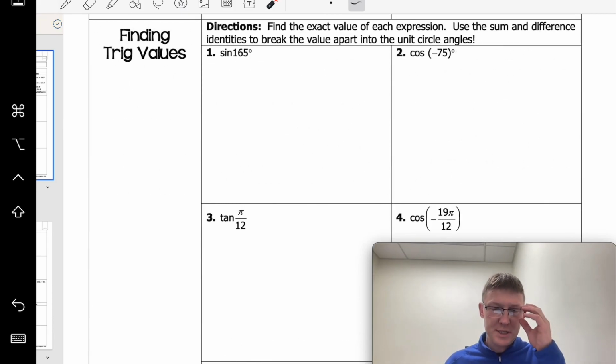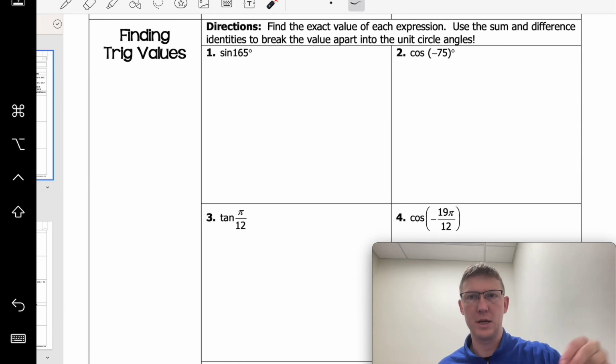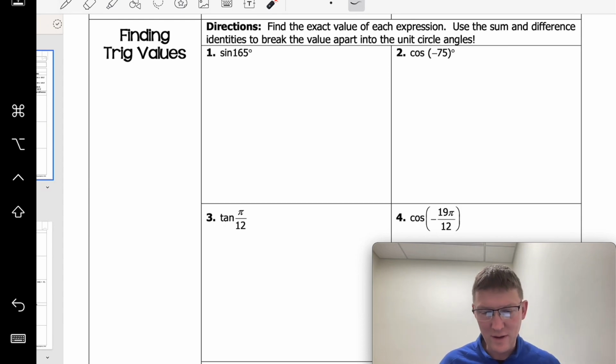All right, directions say find the exact value of each expression, use the sum and difference identities to break the value apart into unit circle angles. Now, we of course skipped the unit circle because whatever, we decided to skip it. But what they mean by that is the hardest part about this is breaking this angle up into two angles that we know how to do. So remember, we learned special triangles, 30, 60, 90, and the 45, 45 degree triangles.